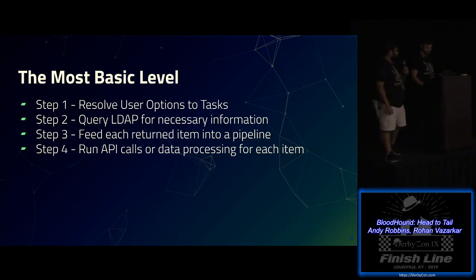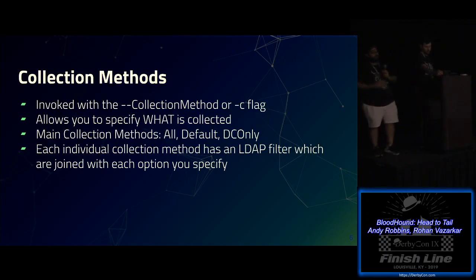We take all the data that gets returned from LDAP and we feed it into a giant pipeline. And the pipeline basically just looks at the type of data that comes back and does actions based on what it is. So for each object, we'll run a specific set of API calls or data processing to make sure that we get all the information we can out of each different type of object.